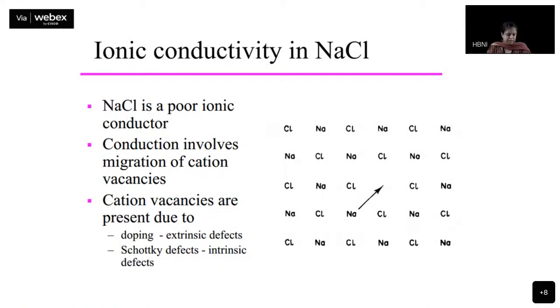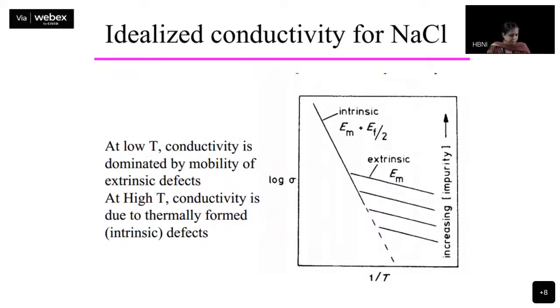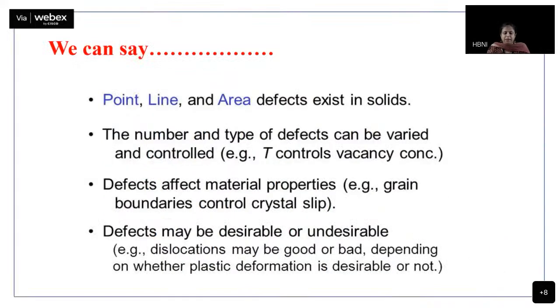Okay, this will discuss how conductivity can tell you about the point defects. But I think I would rather leave it here, because I would like to know from you if there is anything you didn't understand. Otherwise, we would wind up this lecture. So what we can say is point, line and surface defects do exist in solids. Their number and type can be controlled by temperature.